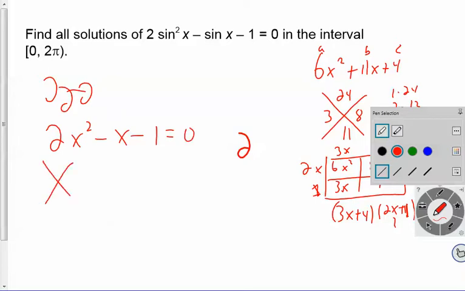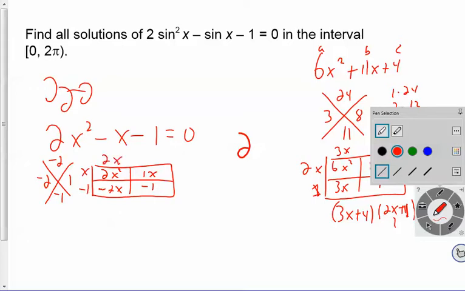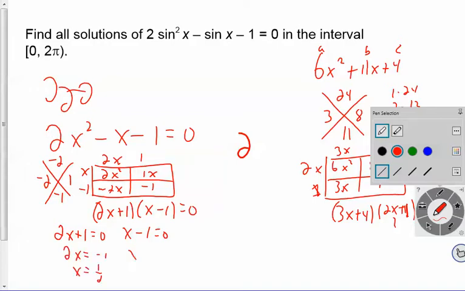So then I'm going to go ahead and do this. 2 times negative 1 is a negative 2, and that adds up to negative 1. Well, that's a negative 2 and a positive 1, so I'm going to do this right here. Put a 2x squared there, put a negative 1 here, put a negative 2x here, and a positive 1x here. This way they have an x in common. This way they have a negative 1 in common. This is a 2x. This way is a 1. So it's 2x plus 1 times x minus 1 equals 0. So 2x plus 1 equals 0 and x minus 1 equals 0. So 2x equals negative 1, or x is equal to negative a half, and x is equal to 1.